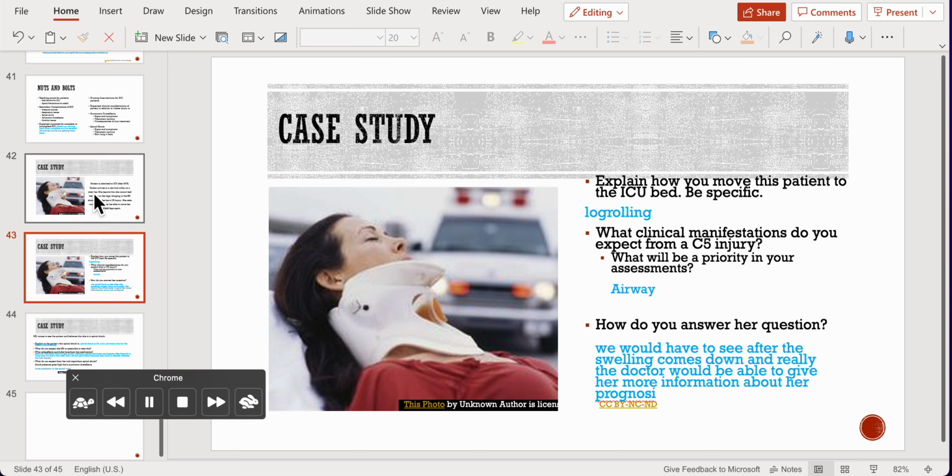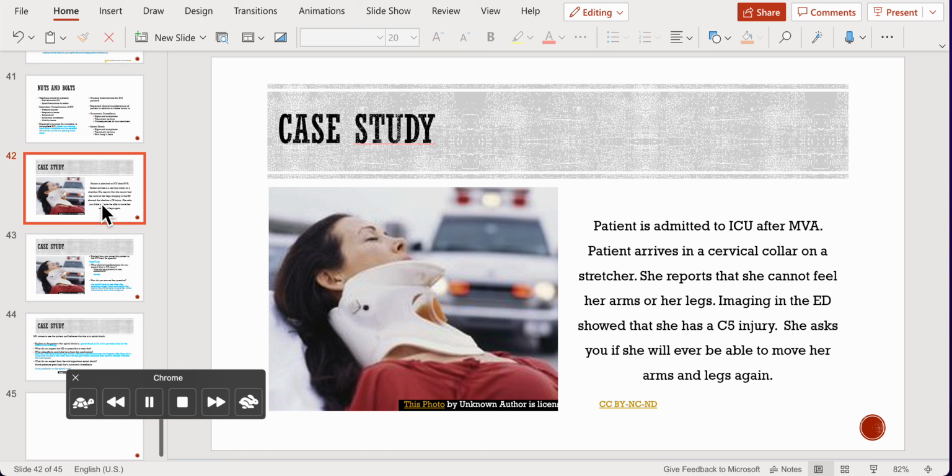Patient is admitted to ICU after MVA. Patient arrives in a cervical collar on a stretcher. She reports that she cannot feel her arms or her legs. Imaging in the ED showed that she has a C5 injury. She asks you if she will ever be able to move her arms and legs again.